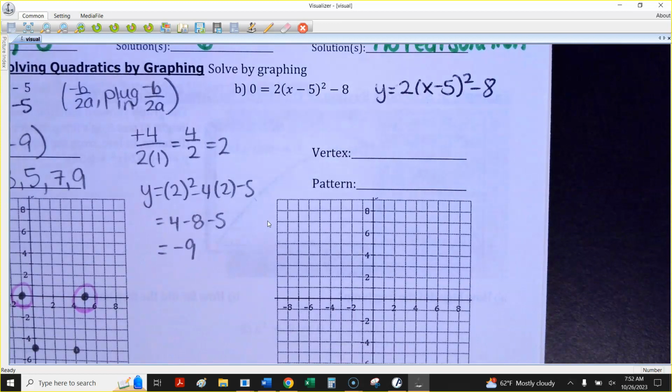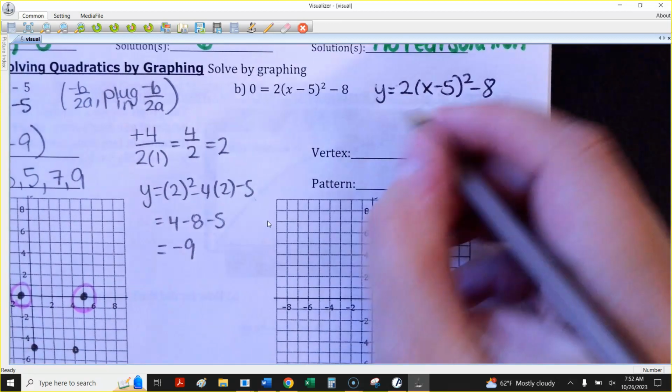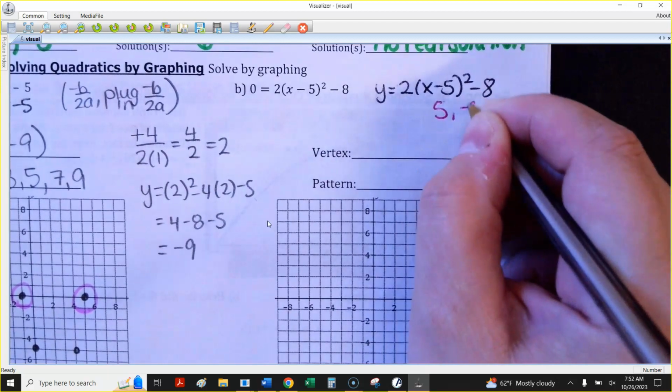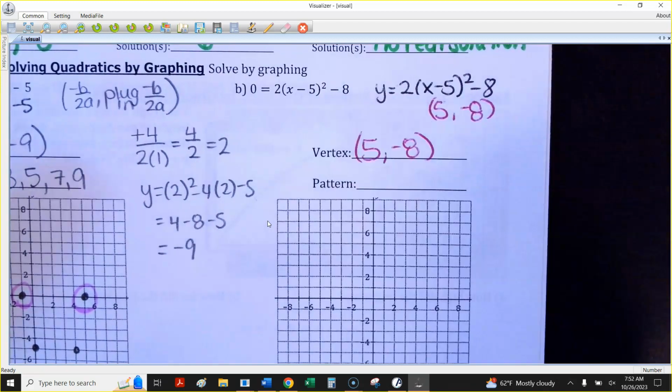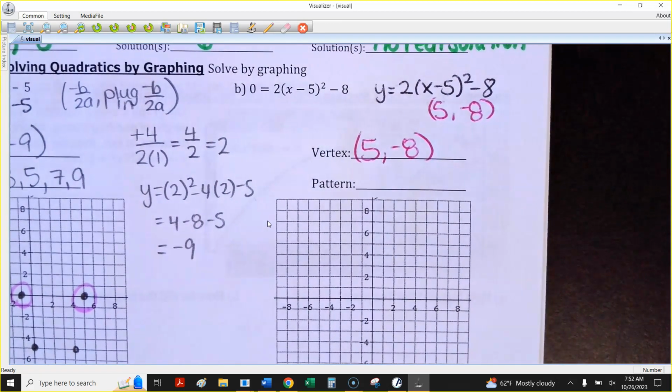Now, this one is in vertex form, so you can see the vertex from the actual equation. Can anybody raise your hand and tell me, what's the vertex for this graph? Do you remember doing this? What would my vertex be? What do you think? Yes, ma'am. Opposite, copy: 5, -8. All right. What would the pattern be here that I would want to use to graph some more points?